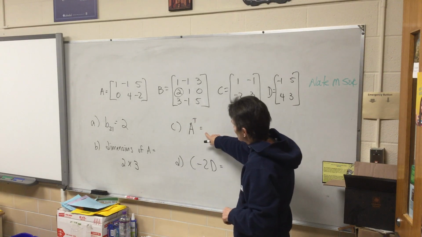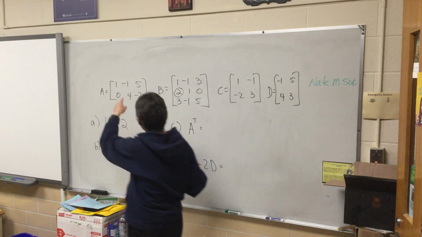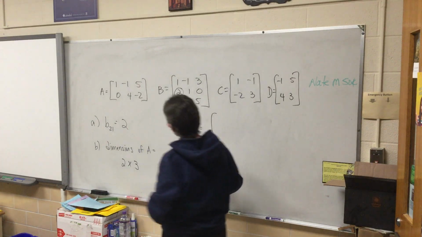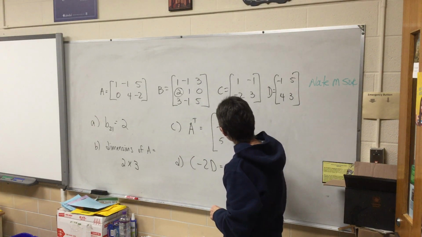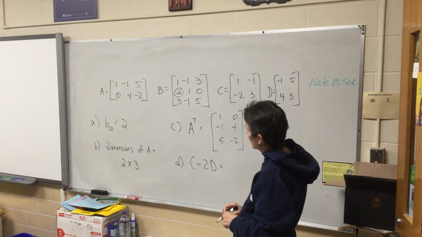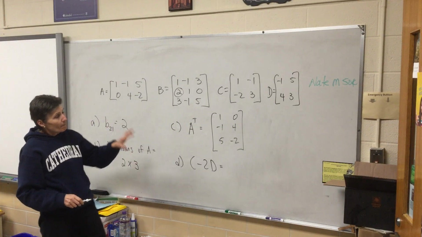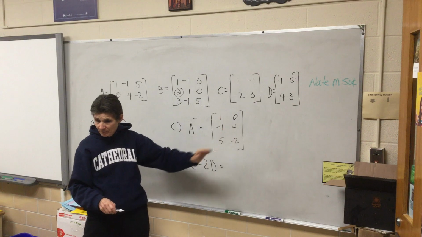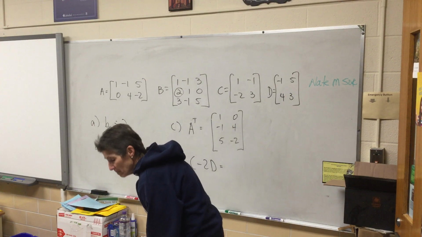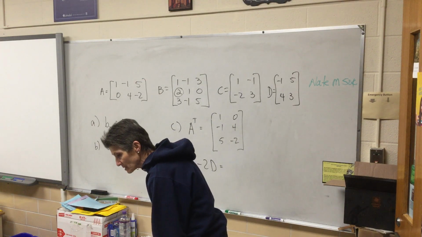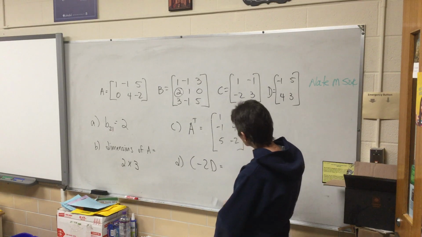This one we just talked about today. To write the transpose, you take whatever is in row 1 and you make it column 1. So 1, negative 1, 5 is column 1. 0, 4, negative 2 is column 2. Notice that A was a 2 by 3, but its transpose is 3 by 2. Doesn't that make sense? Yes, because the transpose switches the rows and columns. So it used to have 2 rows and 3 columns. Now it has 3 rows and 2 columns.